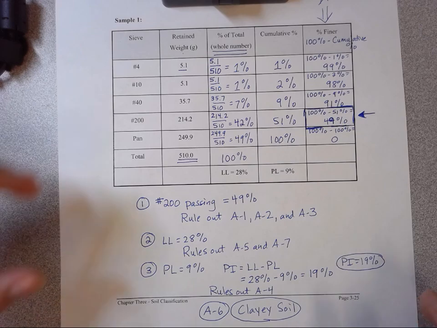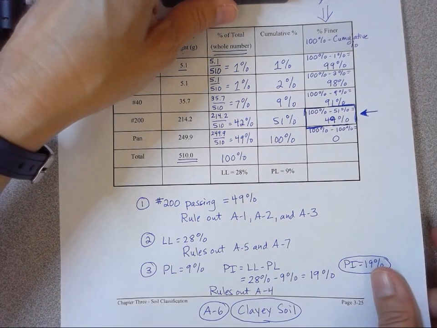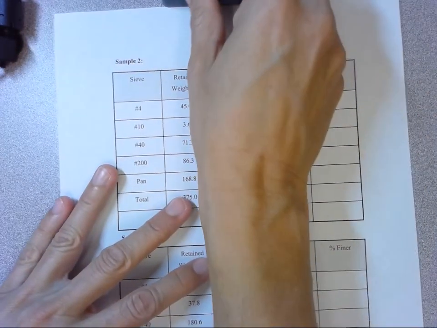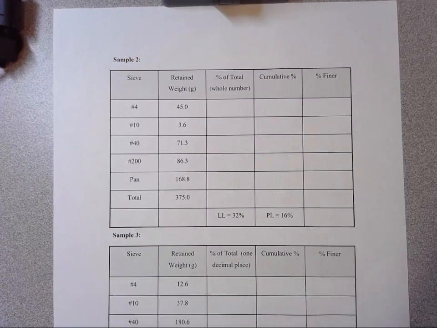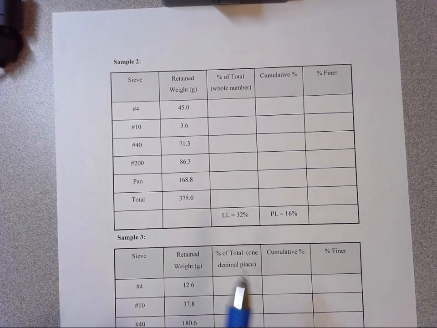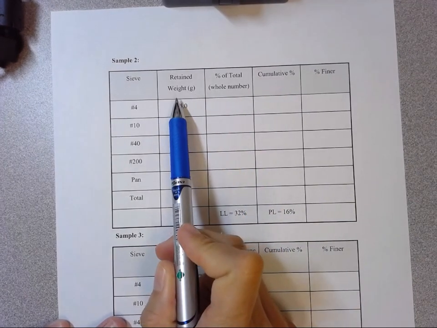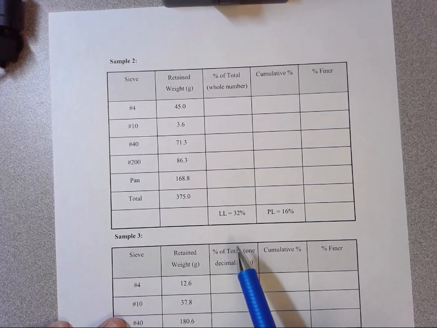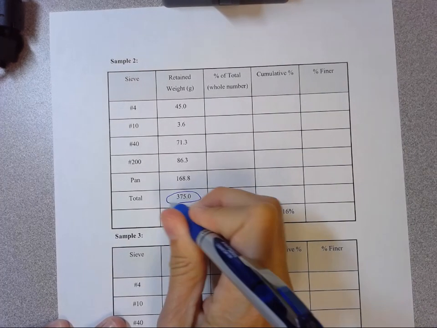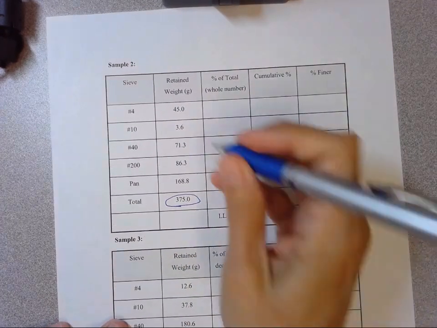Okay, let's go on. I'm just going to put all these on one recording. So I'm going to get on to sample 2. Same type of situation here. We're given this sample. We know what this retained weight, aka mass, is in grams. So we're going to find its percent of total. Here's my total. So I'm going to go ahead and do those fractions.